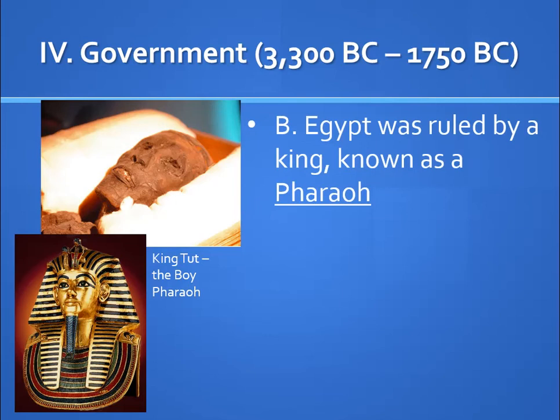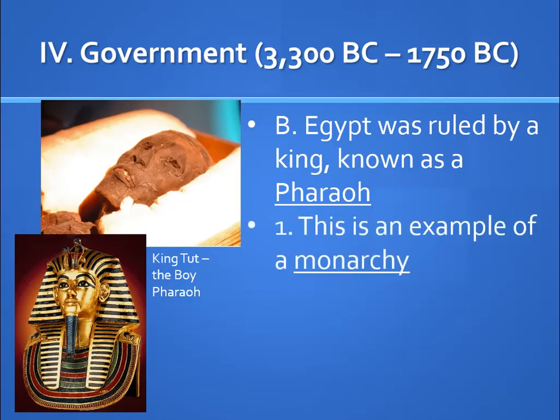So one of the river valleys we'll talk about today is Egypt. Now, Egypt was ruled by a king. You know them as Pharaoh. And this is an example of a monarchy. When you have a king and they rule everything by themselves, that is a monarchy.